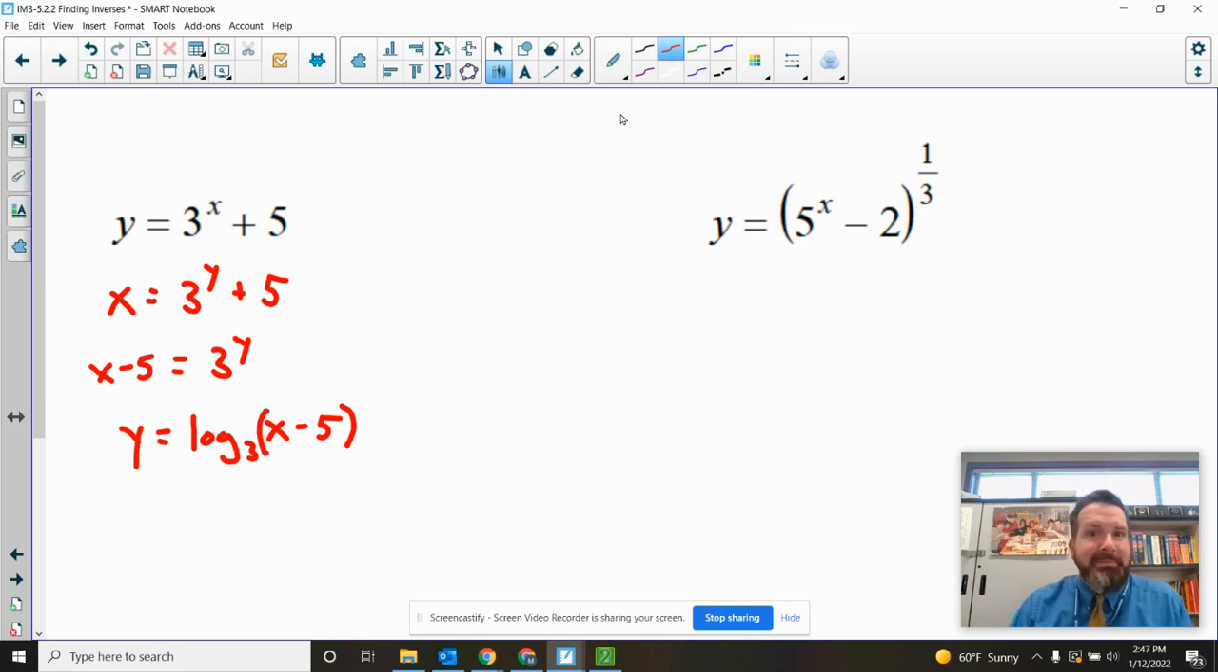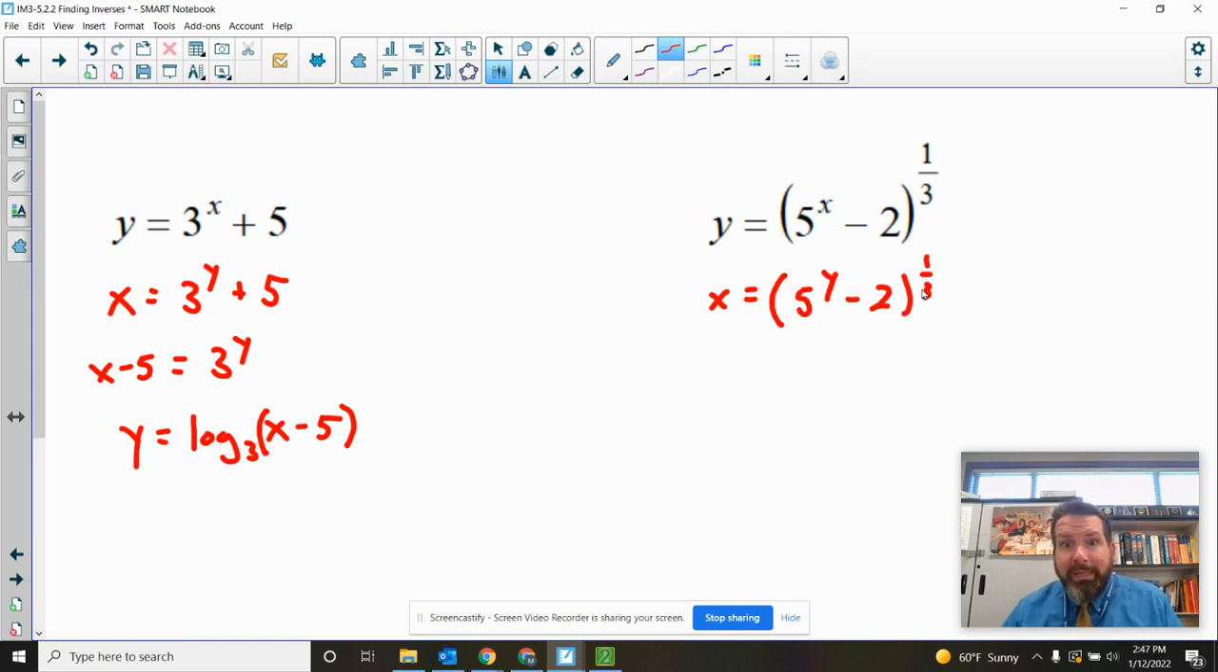Okay, let's go again. This is fun. Take your x and your y and you switch them because we're finding an inverse. x equals 5 to the y minus 2, all to the 1/3. This one's a little more complicated, but the process is the same. I need to get this 5 to the y by itself so I can switch to log form. So currently I got to get rid of this 1/3 power, raise both sides to the power of 3. x cubed equals 5 to the y minus 2. Add the 2 over.